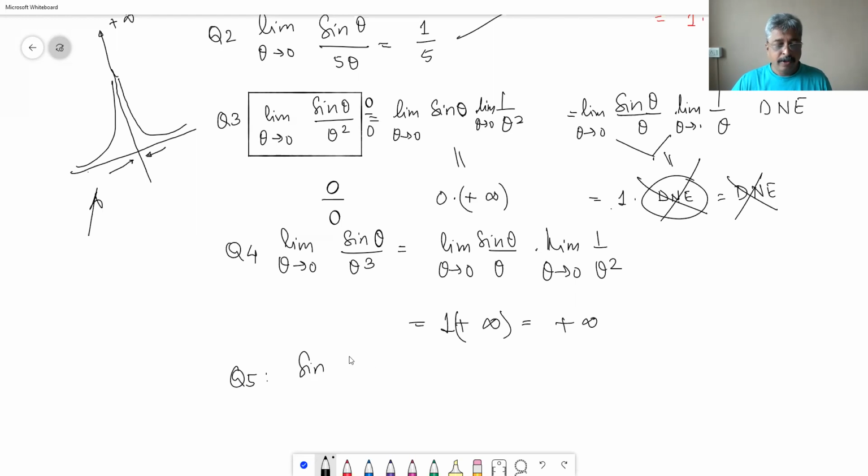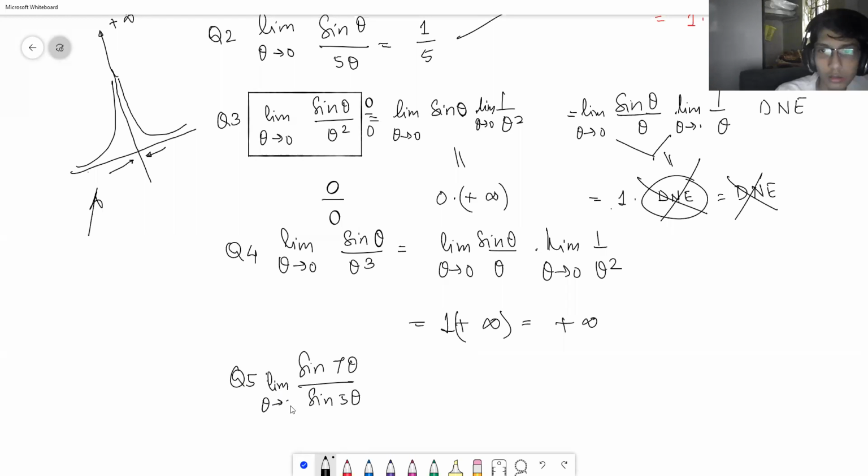Sine 7 theta upon sine 5 theta. Limit theta tends to 0 equals.